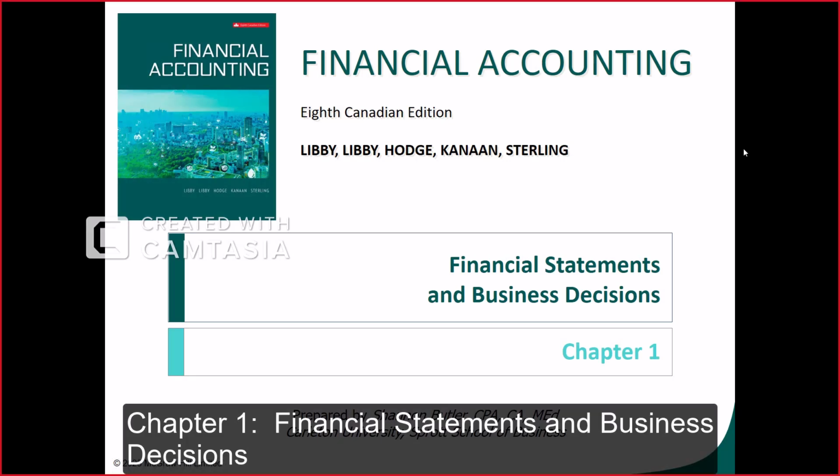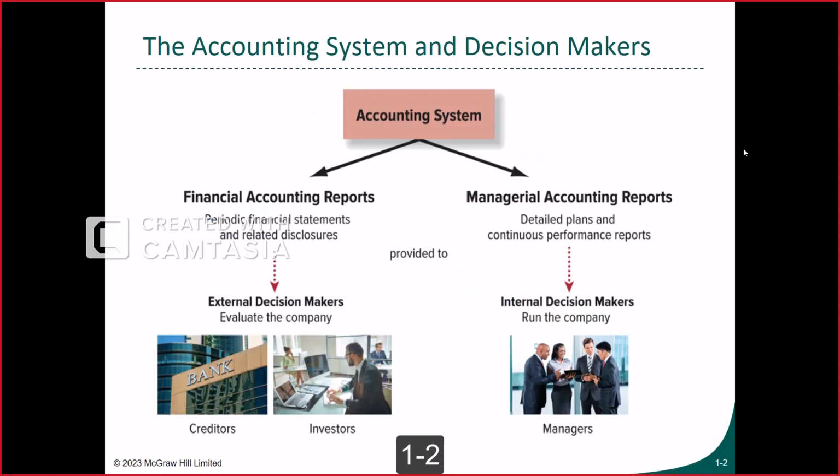So I'm going to use the presentation provided by the textbook editor so that it will be aligned with your chapters. And I'm going to start with the content of chapter 1 and 2 for this class meeting.